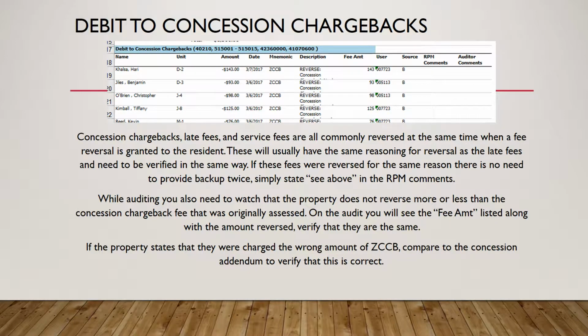While auditing, you also need to watch that the property does not reverse more or less than the concession chargeback fee that was originally assessed. On the audit, you will see the fee amount listed along with the amount reversed. Verify that they are the same. If the property states that they were charged the wrong amount of concession chargeback, compare to the concession addendum to verify that this is correct.